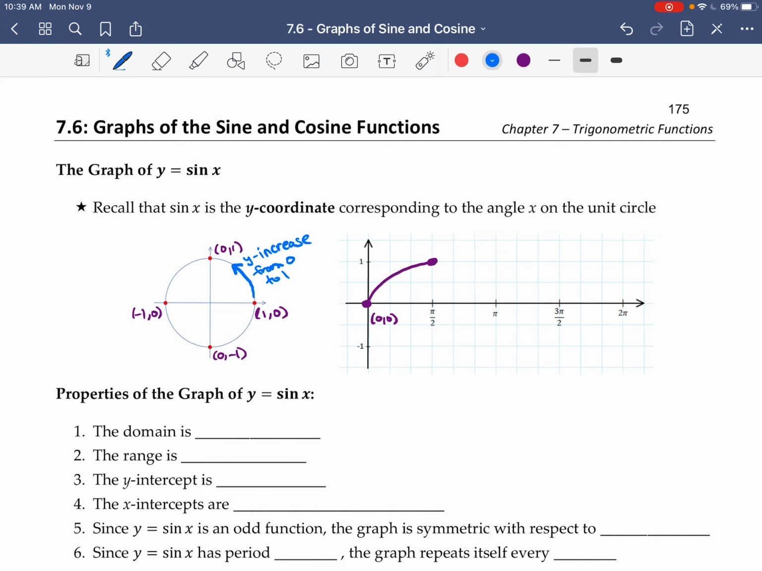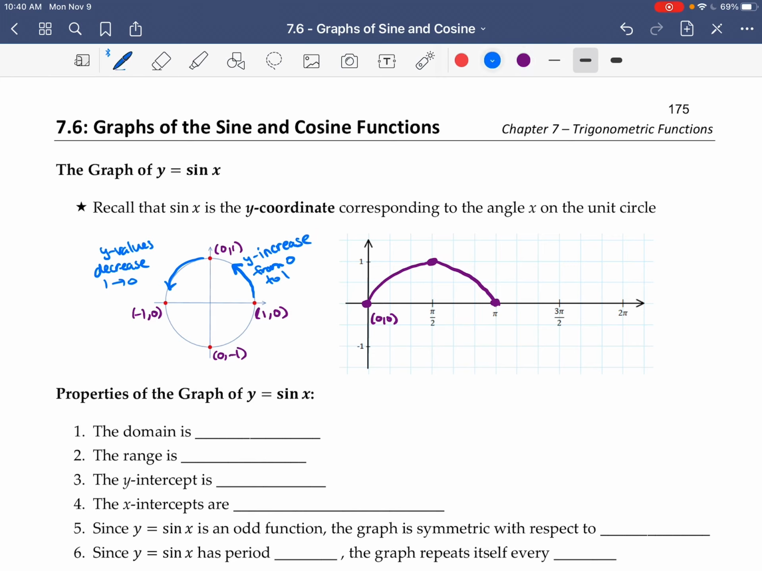Okay, now as we go from pi by 2 to pi, we're going from this point to that point along the negative x-axis. So here, the y values decrease, okay, from 1 to 0. So then I go back to 0. So at pi, I'm at 0. And I decrease until I get there.